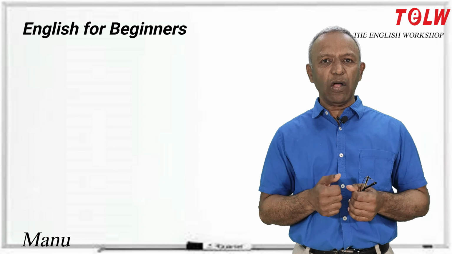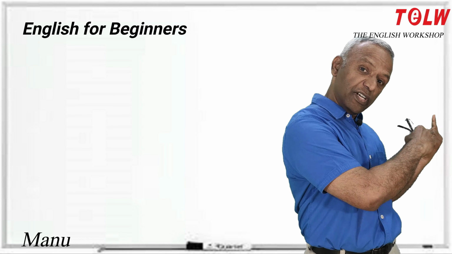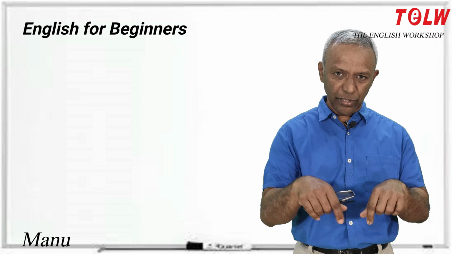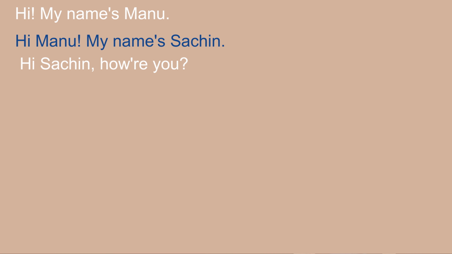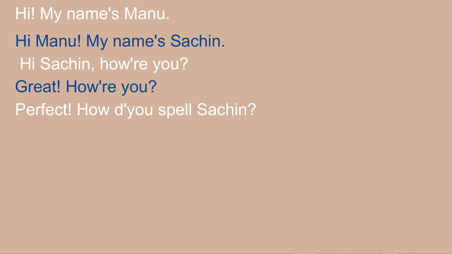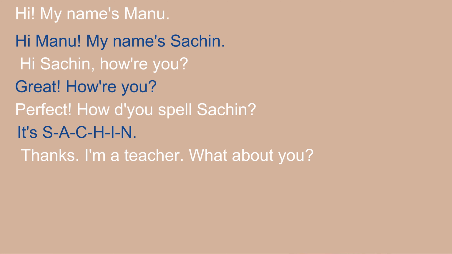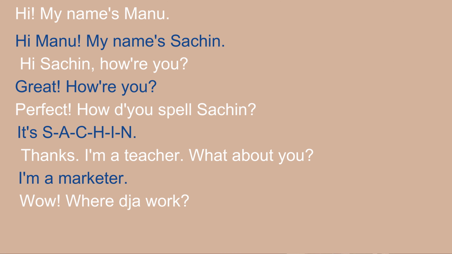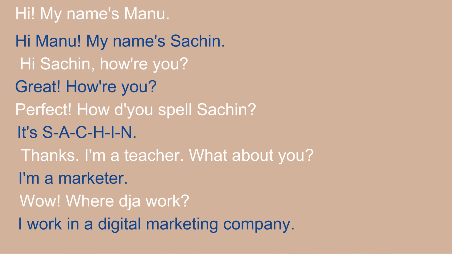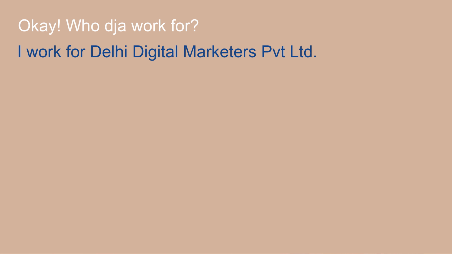So a sample dialogue would then be something like this, based on what we already did in the first video and the second video, today's video. Hi, my name's Manu. Hi Manu, my name's Sachin. Hi Sachin, how are you? Great, how are you? Perfect. How do you spell Sachin? It's S-A-C-H-I-N. Thanks. I'm a teacher. What about you? I'm a marketer. Wow. Where do you work? I work in a digital marketing company. Okay. Who do you work for? I work for Delhi Digital Marketers Private Limited.